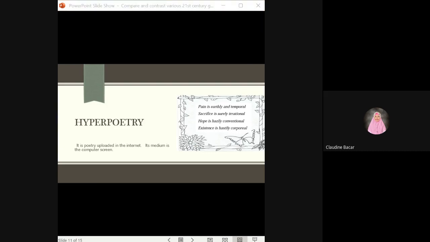Hyperpoetry also includes verse with links to sub-poems or footnotes, poetry generators, poetry with movement or images. Those are the examples of hyperpoetries. It is usually highly steeped in the visual and sometimes involves parts that are read in varying orders.